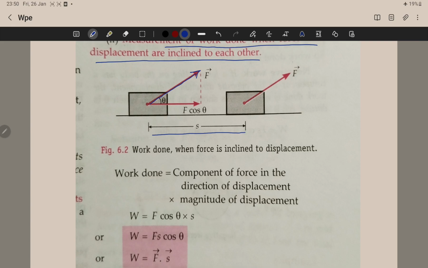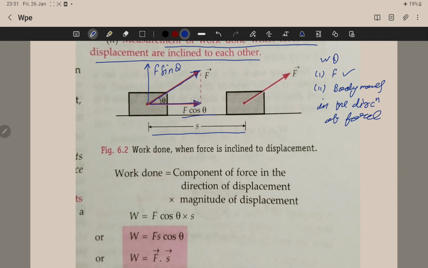So we have to consider work only when, as we know, two conditions are satisfied. First, a force must act, and second, the body moves in the direction of force. These two conditions must be satisfied. So what we do is make components of this force. If we take the horizontal component, because of this theta, it becomes F cos theta, and the vertical component becomes F sin theta.